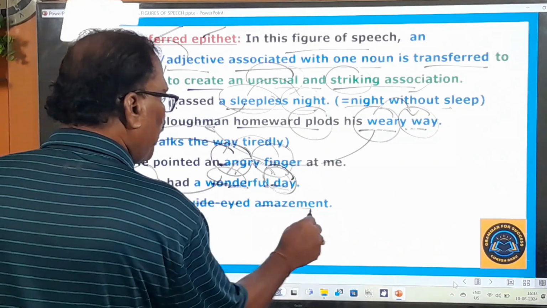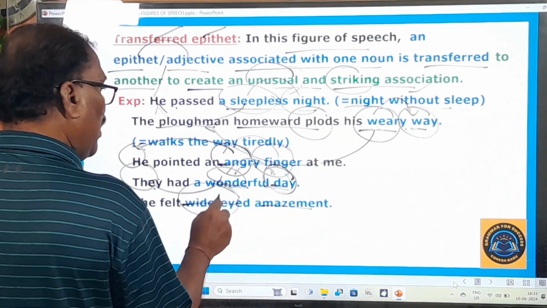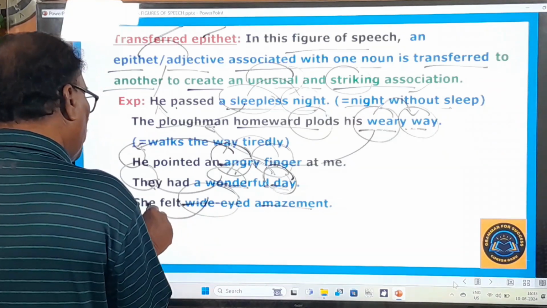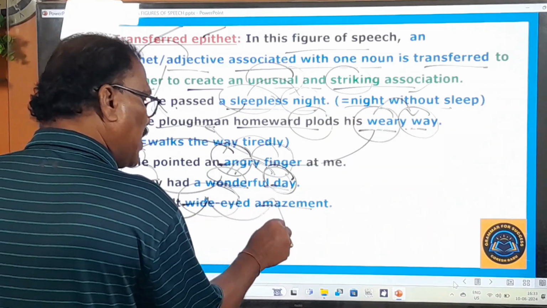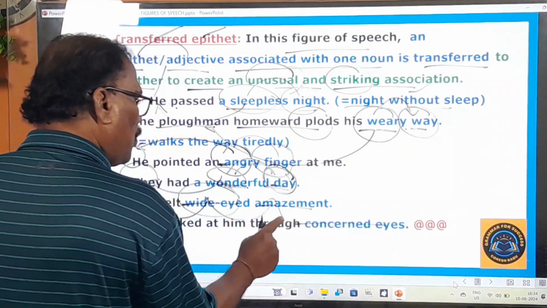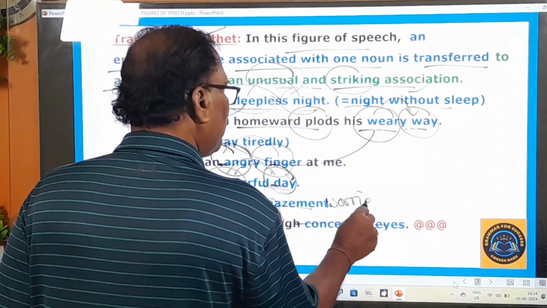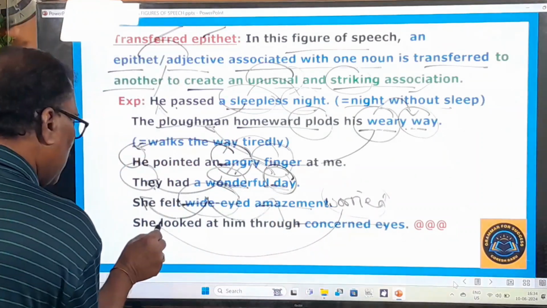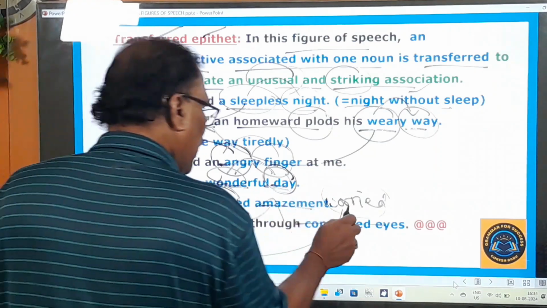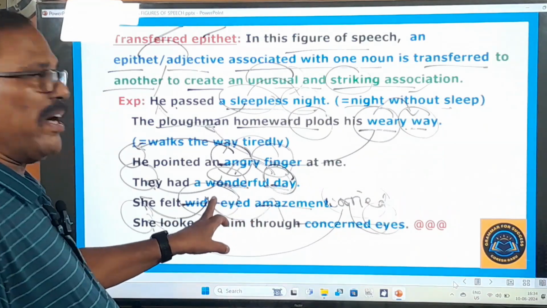She felt wide-eyed amazement. Amazement means surprise, astonishment, wide-eyed. Okay, excited, wide-eyed. Here this adjective is supposed to be used for this she, but it is used for this amazement. So this is therefore called a transferred epithet. She looked at him through concerned eyes. Concerned eyes means worried. This worried is supposed to be used for this. Who is worried? This woman, this person. But here, this is used for eyes. Eyes cannot be worried. Okay, amazement cannot be wide-eyed.